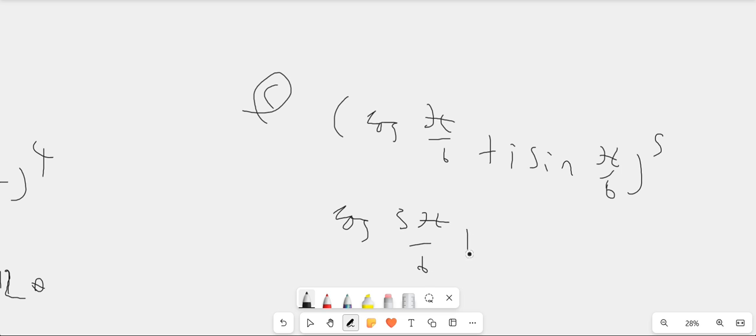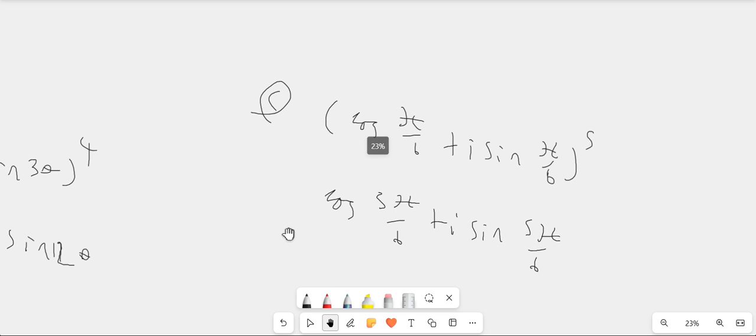So you've got cos pi over 6 plus i sine pi over 6, and that's to the power of 5. Again, the 5 is going to come down and you multiply it inside. So cos 5 pi over 6 plus i sine 5 pi over 6. You see what I've done there?